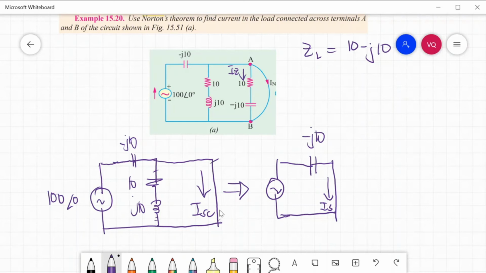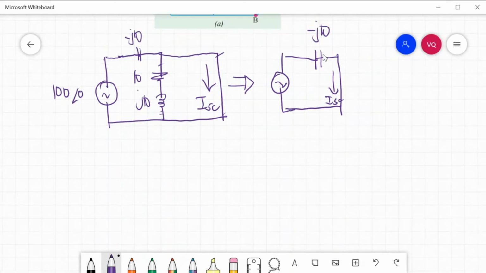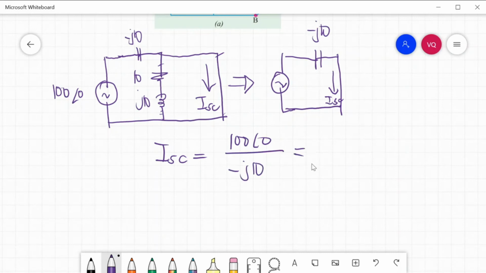So ISC now will be equal, by Ohm's law, to the source divided by negative J10. ISC is equal to 100 angle 0 divided by negative J10. That is equal to 10 angle 90 degrees amperes.